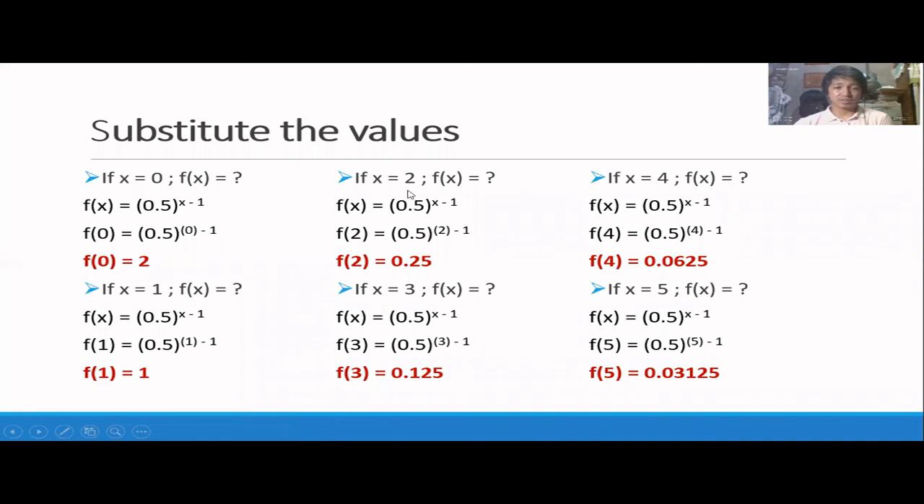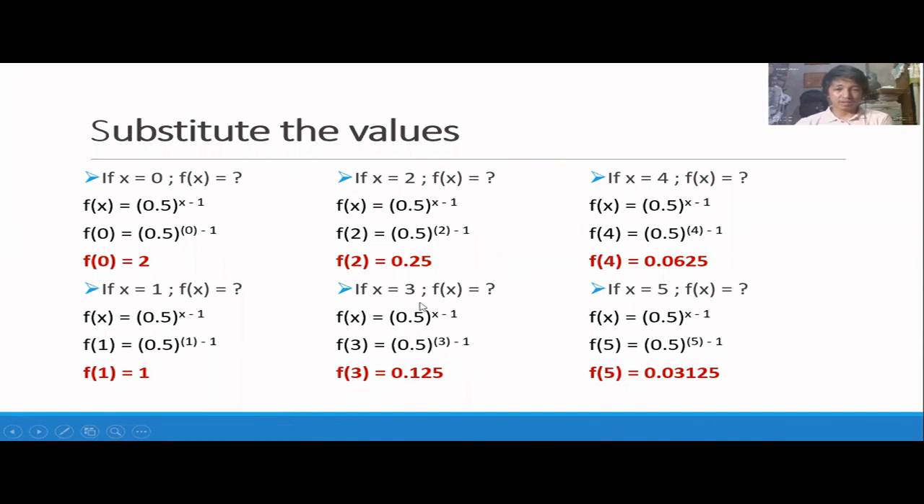So if x is equal to 2, 0.5 raised to 2 minus 1, so 1. So 0.25 siya. Okay? And then here, if x is equal to 3, ayan, 0.5 raised to 3, so 0.125. 0.5 raised to 4 is 0.0625. And 0.5 raised to 5 is 0.03125.